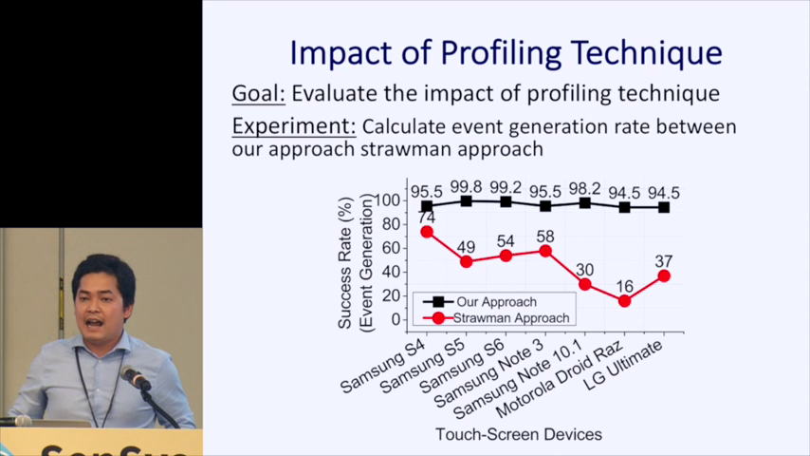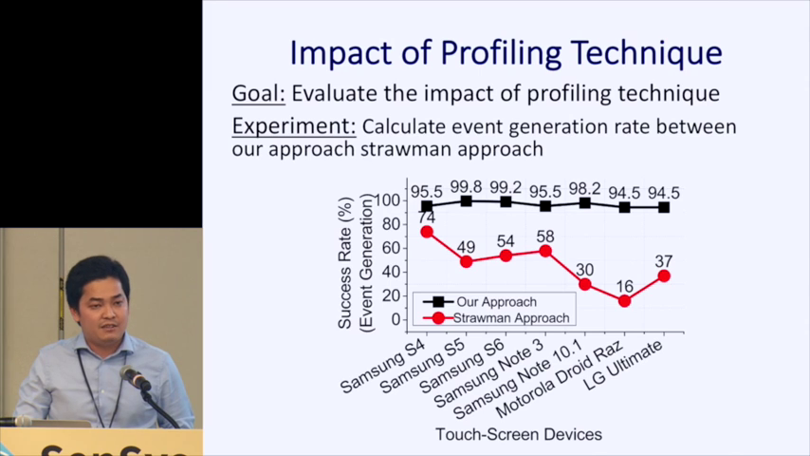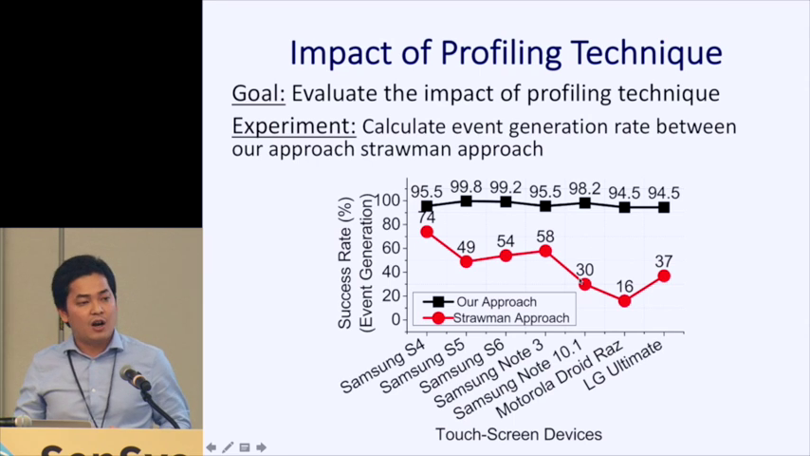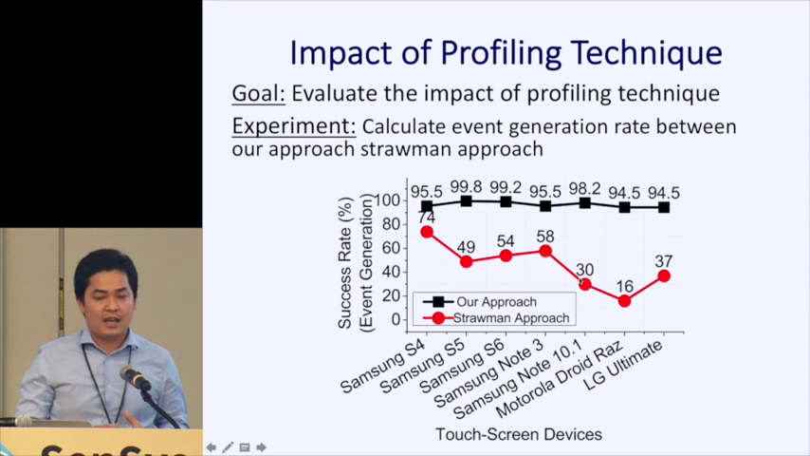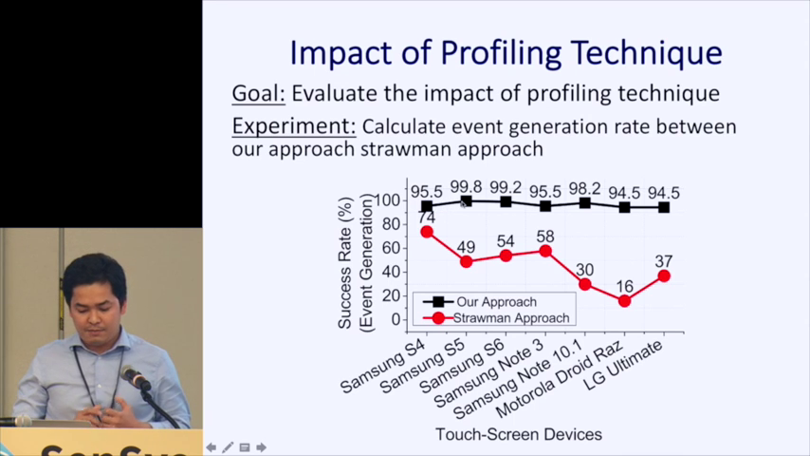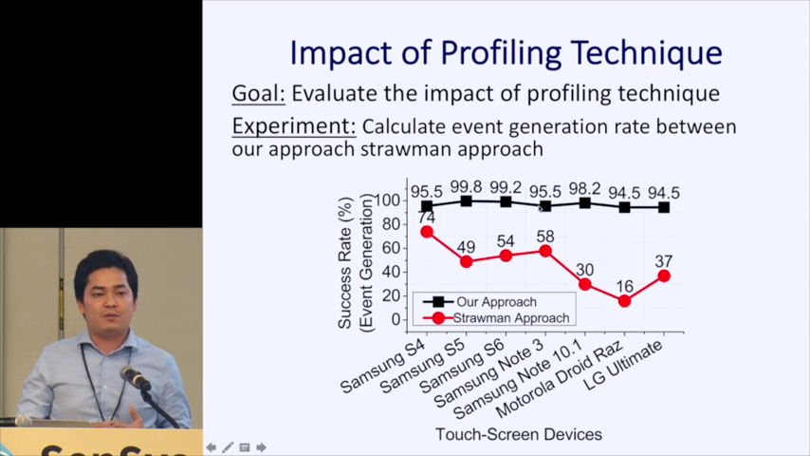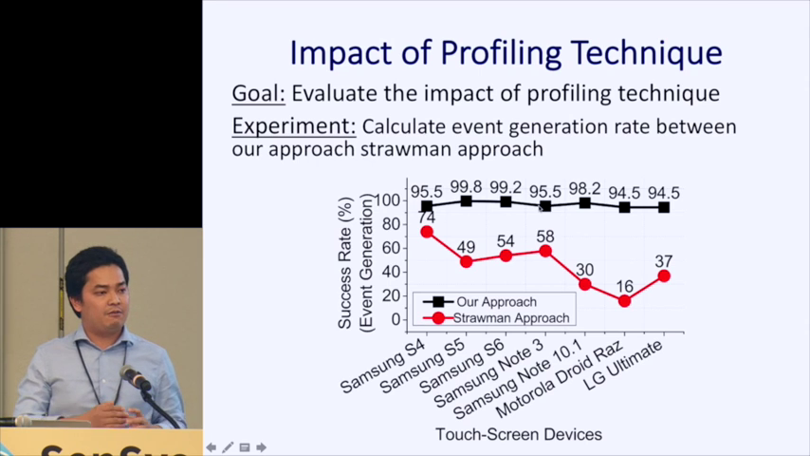We also evaluate the impact of our profiling technique. By profiling technique, I mean the technique that allows the token to understand the probing frequency of each device. The probing frequency is not provided by the manufacturer; the manufacturer usually only provides information about the screen refreshing rate. So we want to see, if we don't know the probing frequency of the touchscreen and use the screen refreshing rate to generate the capacitance variation, how much accuracy we can get. The red line here shows the performance when we don't know the probing frequency of each device. The black line shows the performance of our approach, where we know exactly which frequency we need to vary the capacitance and which frequency we need to create a pressing and release event.